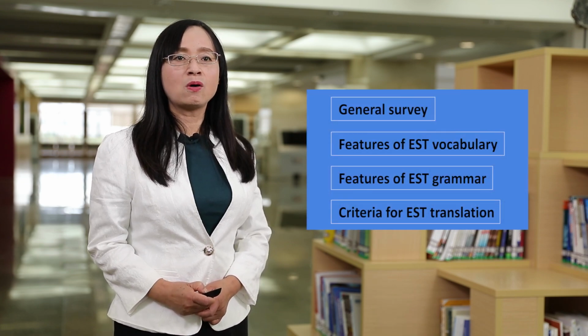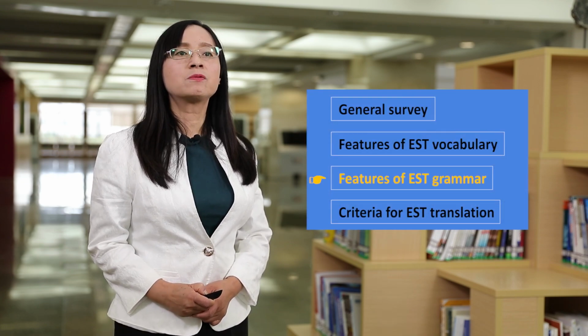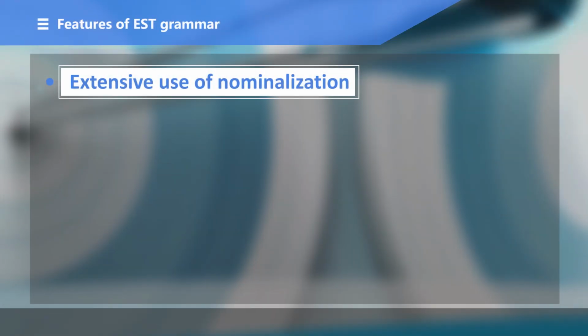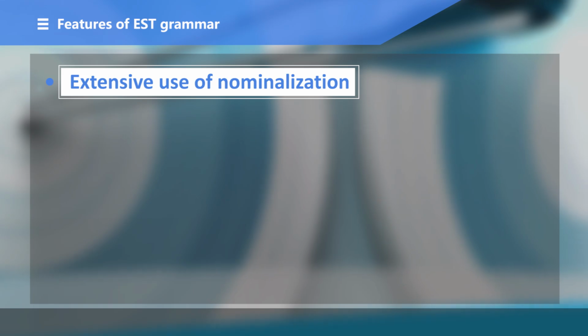After talking about features of EST vocabulary, we come to explore features of EST grammar. First, extensive use of nominalization. In scientific writings, nominalization is often used in place of a sentence, which is clear, concise, compact, and information-intensive, in place of long clauses and sentences.